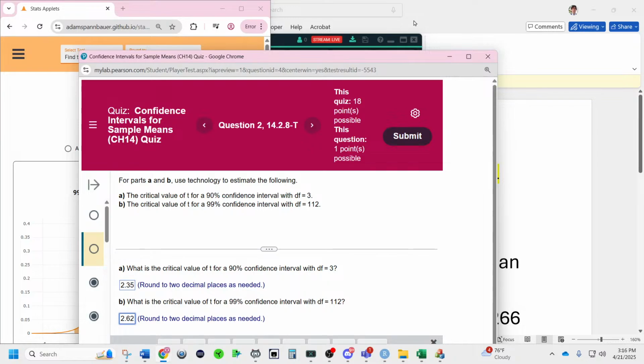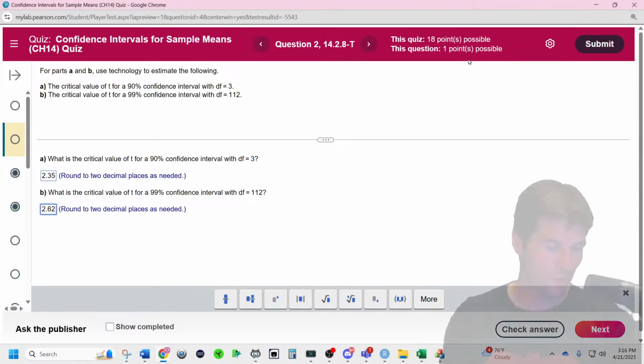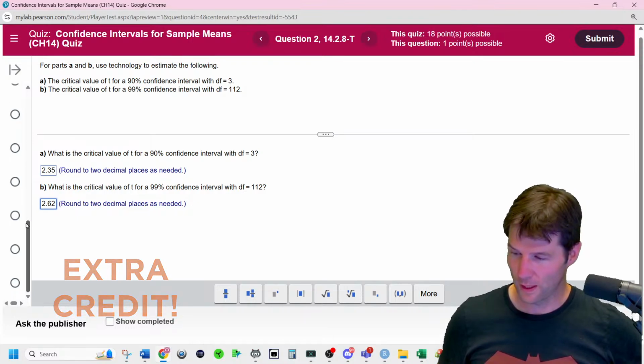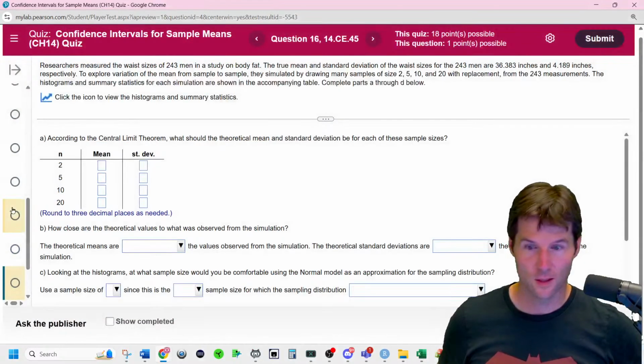So let's do Sophia's question. How are you doing today, Sophia? We'll throw you some points right here. We'll do the waist size one. So waist size question might be, I bet it's this one. Is it?